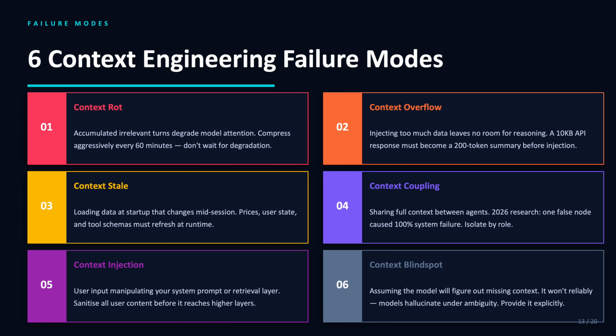Context overflow. 02. Injecting too much data and leaving no room for actual reasoning. The most common version is passing raw API responses directly into the context window. A 10 kilobyte payload must become 200 tokens. Summarize before you inject. Always.